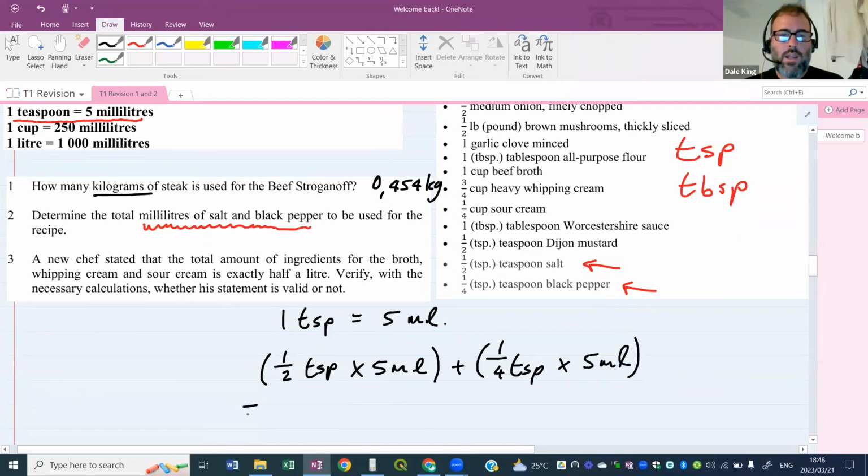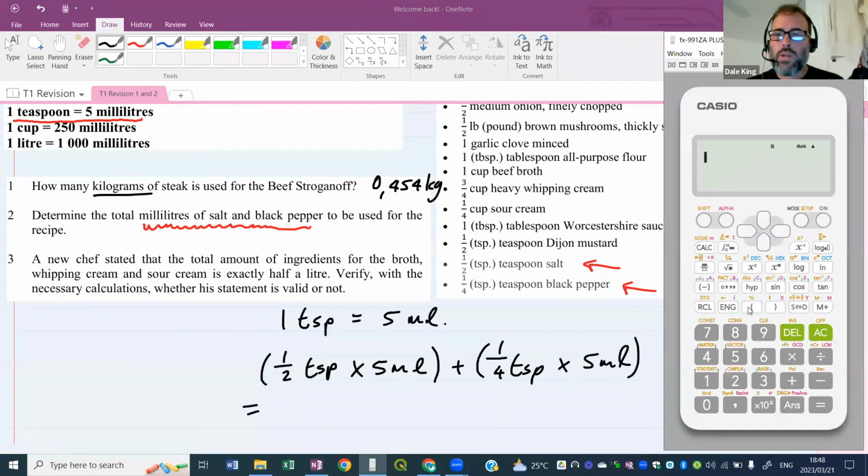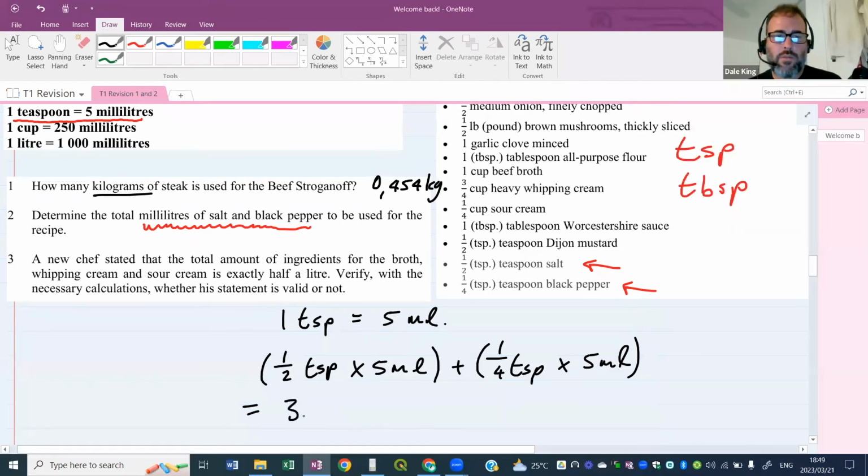Okay, and let's get the calculator to do the work for us. I'm going to use brackets again in the calculator. So we've got half times 5, and then we want to add another fraction, a quarter for the pepper, times 5. Close the bracket. All right, there we go. So half times 5 and then a quarter times 5. And this gives us 3.75. Is that correct? You guys happy with that?